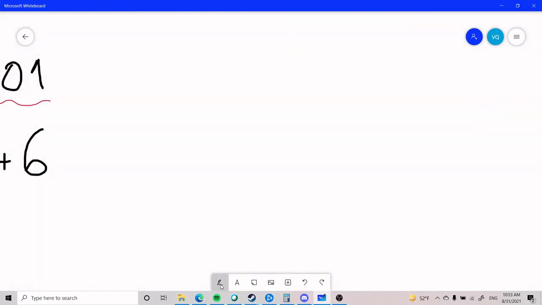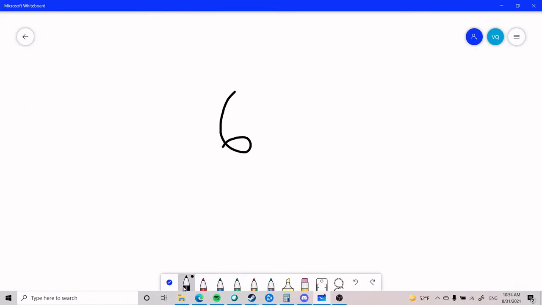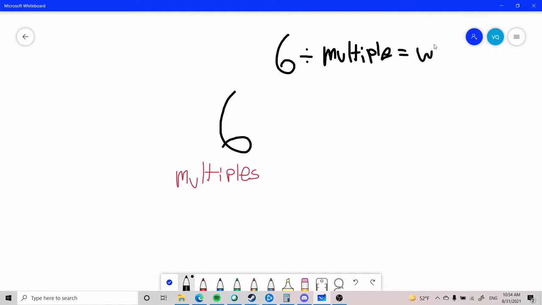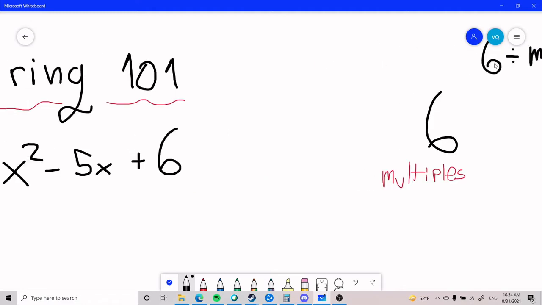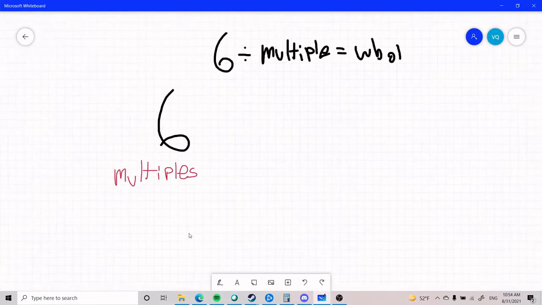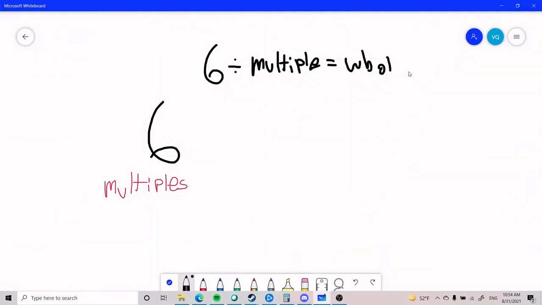So if we take the number 6 over here and talk about its multiples, the multiples of any number is basically if I take my original number and divide it by my multiple, I should end up with only a whole number. Okay, that is the condition of what makes a number a multiple. I take my original number, I divide it by its multiple, and I end up with a whole number.